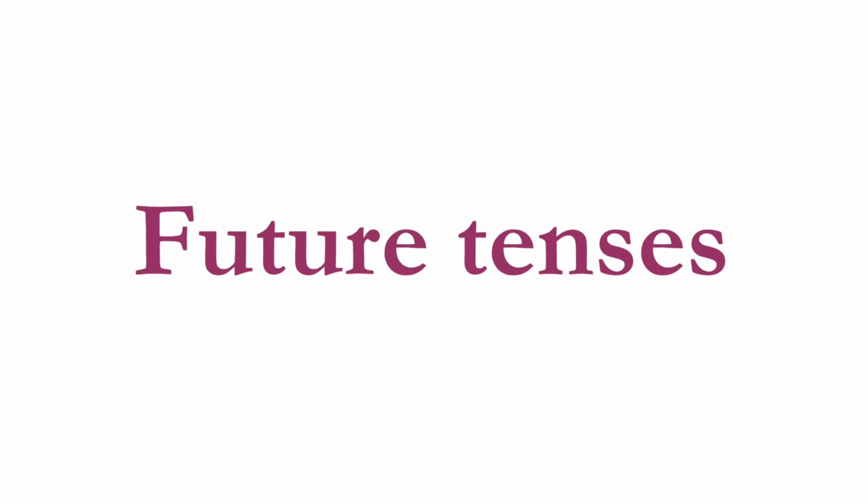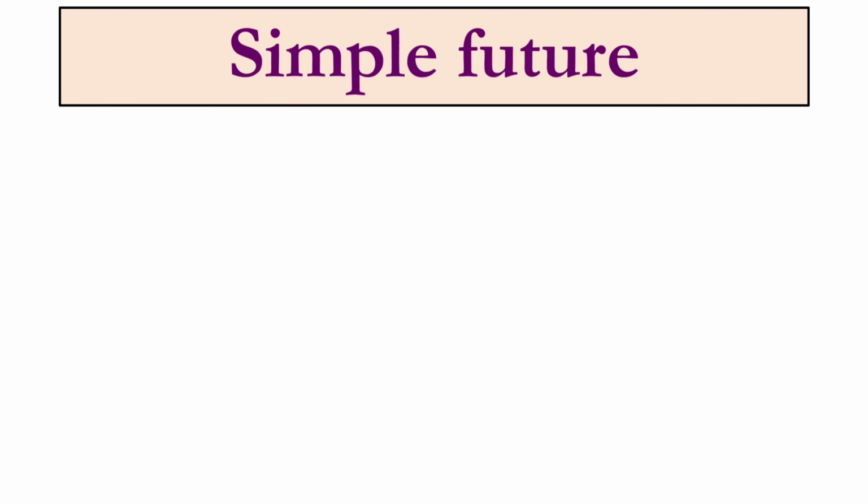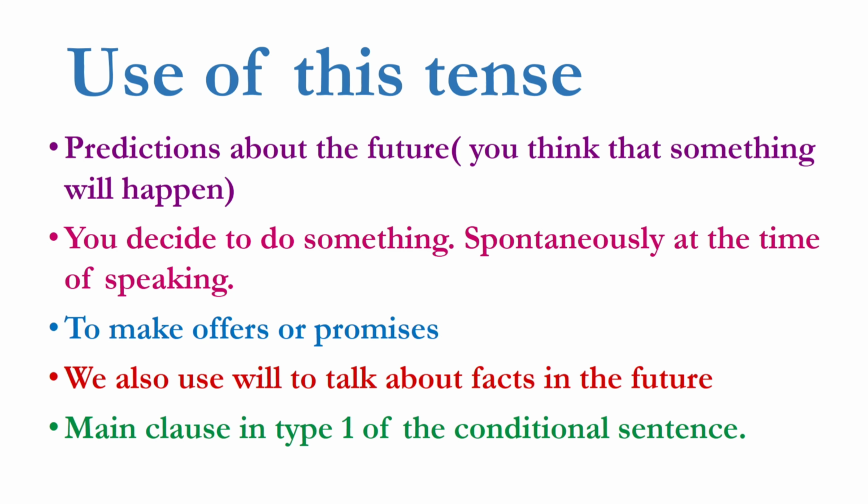Future tenses. We have 4 types of verbs related to future: simple future, future continuous, perfect future, perfect future continuous. The first type of future tense is simple future. This tense is used in the following conditions. Predictions about the future: you think that something will happen. You decide to do something spontaneously at the time of speaking. To make offers or promises.